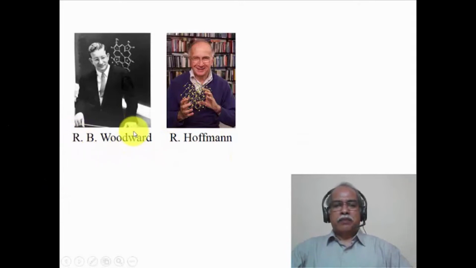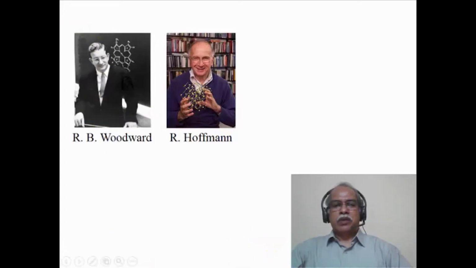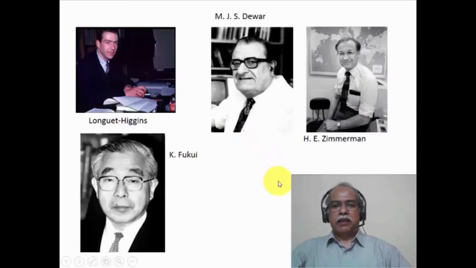R.B. Woodward was a professor at Harvard University, and he is largely responsible for the synthesis part of the pericyclic reaction. In other words, using pericyclic reaction, he synthesized a lot of molecules. In the process, he also showed the allowedness and disallowedness experimentally for many of the pericyclic reactions. Hoffmann is from Cornell University. He is a theoretical chemist, and he is responsible for the development of the frontier molecular orbital theory and many other theories related to the pericyclic reaction.